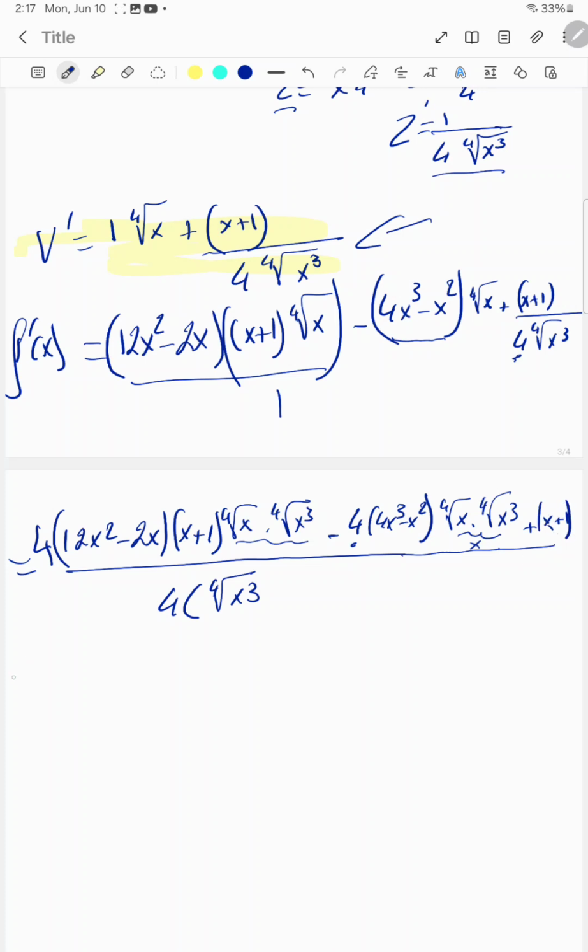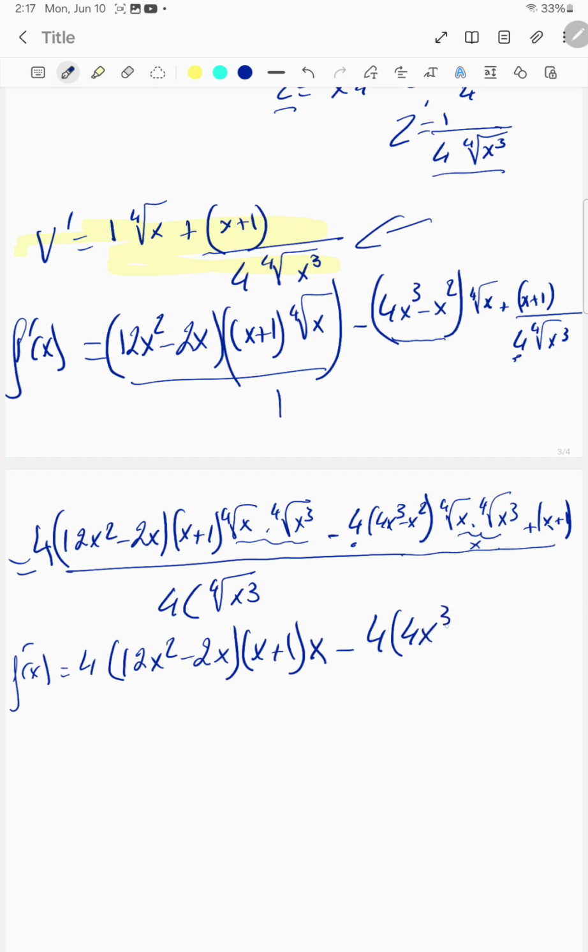So my f prime of x is equal to 12x squared minus 2x, times x plus 1, times x, minus 4x to the power of 3 minus x squared, times x plus x plus 1, divided by 4 times the fourth root of x to the power of 3, and that would be the final answer.